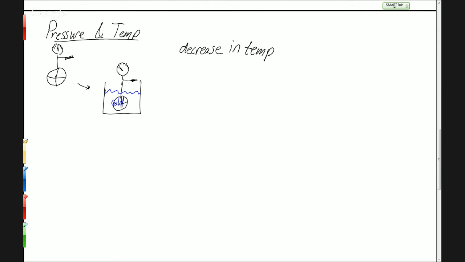That a decrease in temperature requires a decrease in pressure. That's another example of a direct relationship. One goes down, the other one goes down.